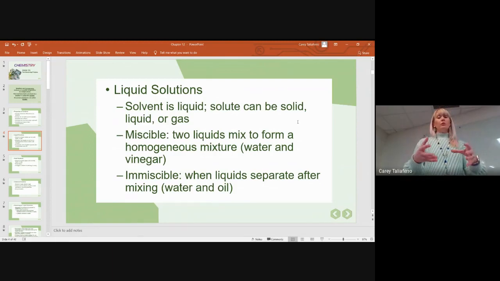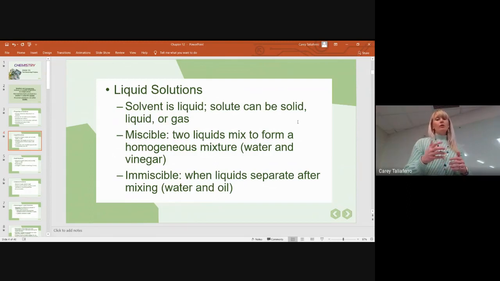But for liquid solvents, you can dissolve solids in them. You can dissolve other liquids, or you can dissolve gas in them. So all three states of matter can be placed inside a liquid solvent. And not every substance will work with every liquid. Not every substance dissolves in every type of liquid. So keep that in mind.